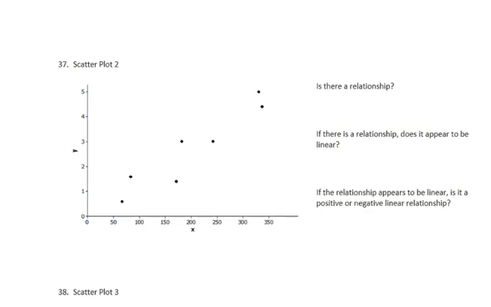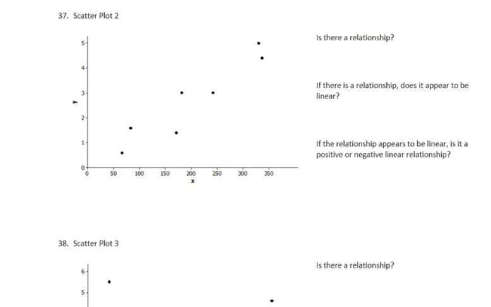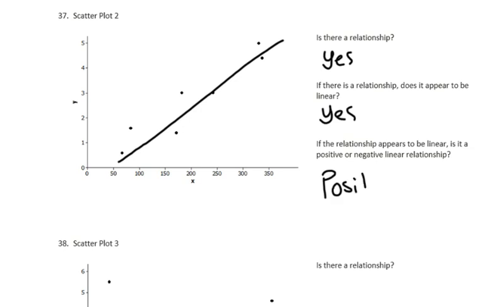On the next page, question 37. So if I could draw a line through these, what would it look like? It looks something like this, right through the middle, kind of. Is there a relationship? Yes. Is it linear? This looks like it is. In this case, this looks like it's positive because it's going up.